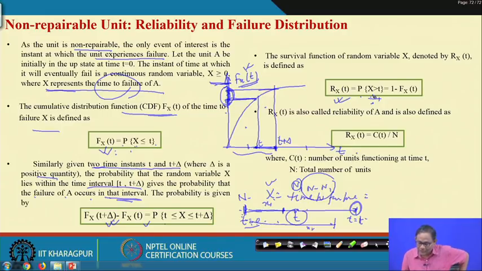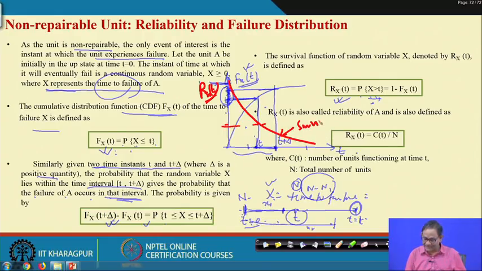Here I am saying that this is t, what is the probability that it will fail? In the other diagram we want to create, it is R x t, that means what is the probability that it will survive? You may get a distribution like this. So at t, it will survive, then this is the probability. This is my survival function, and the probability of failure is known as the failure distribution.